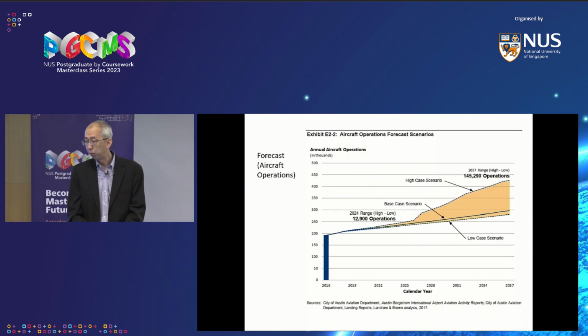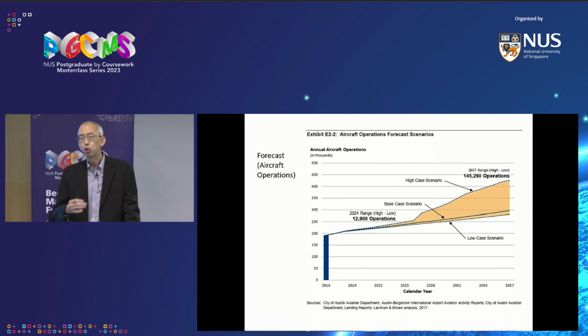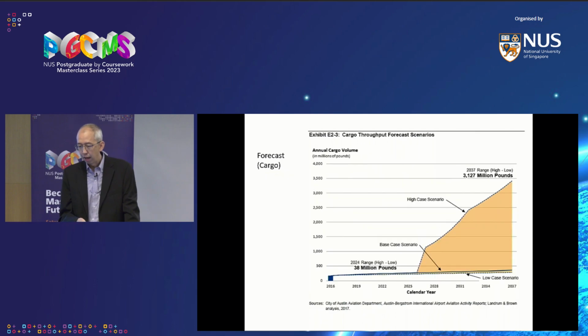You also need to do a projection for aircraft operations, but that is derived demand based on the passengers, the type of aircraft they use, and the cargo. So in this case, they try to have a low case, a base case, and a high case, just to see what happens, whether the plan can deal with the different scenarios. And then you also need to do a forecast for the cargo.